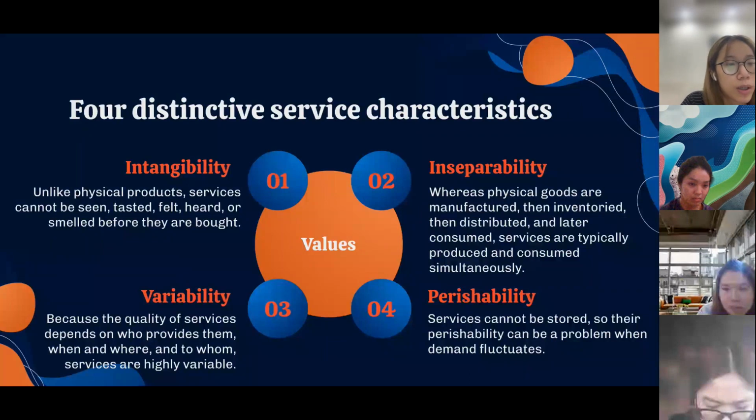Last one is perishability. Services cannot be stored, so their perishability can be a problem when demand fluctuates. Demand or yield management is critical. The services must be available to the right customer at the right place, at the right time, and at the right price to maximize profitability. So that is all about my part.